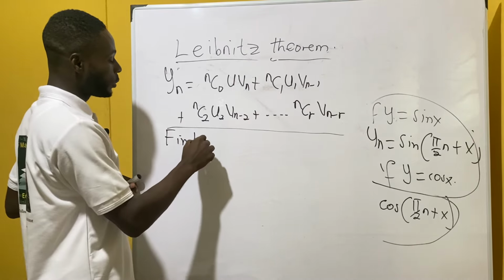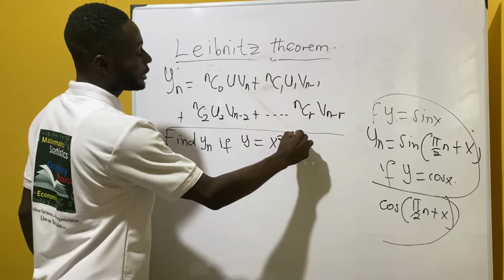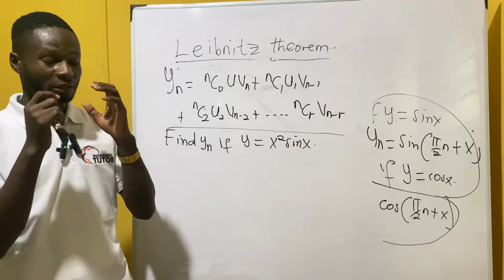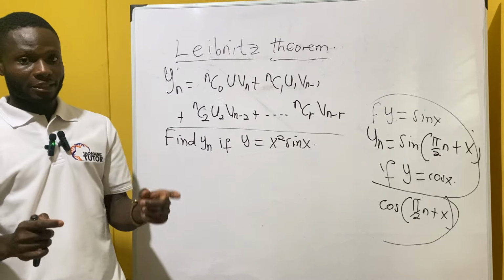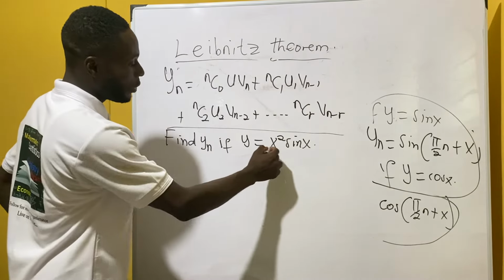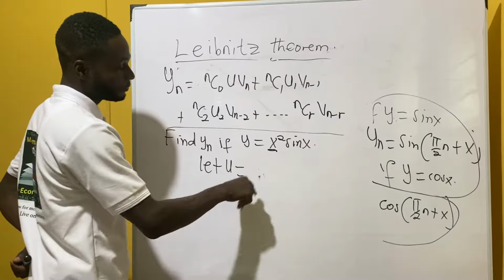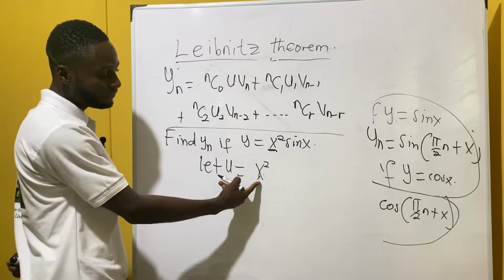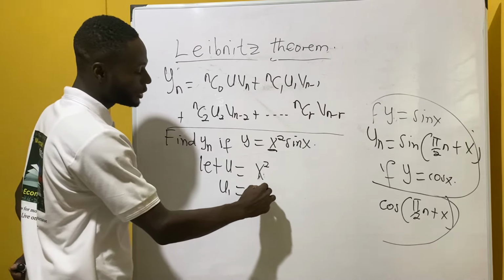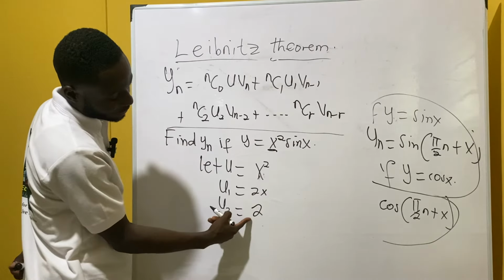Find y_n if y is equal to x squared sine x. Right, so here we have to consider the first function, the one that we can differentiate down to a constant. So we let u equal x squared. We differentiate this to a constant. The first derivative, which is u_1, is going to be 2x. Then the second derivative is going to be what? 2. We differentiate this and then we get 2.